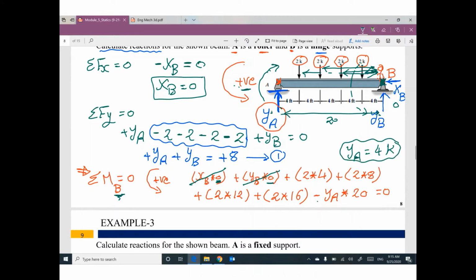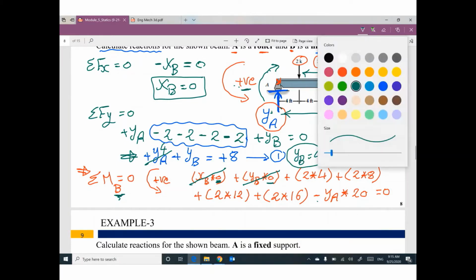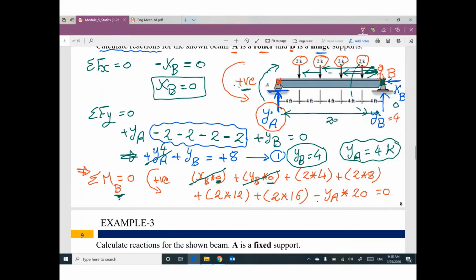Can I go back to the first equation and put YA as 4? Yeah, you can. Then I can figure out the value of YB will be 4. So finally, YB is 4, YA is 4, and XA is 0. So I can figure out the reactions in this problem. Anybody has any question so far?